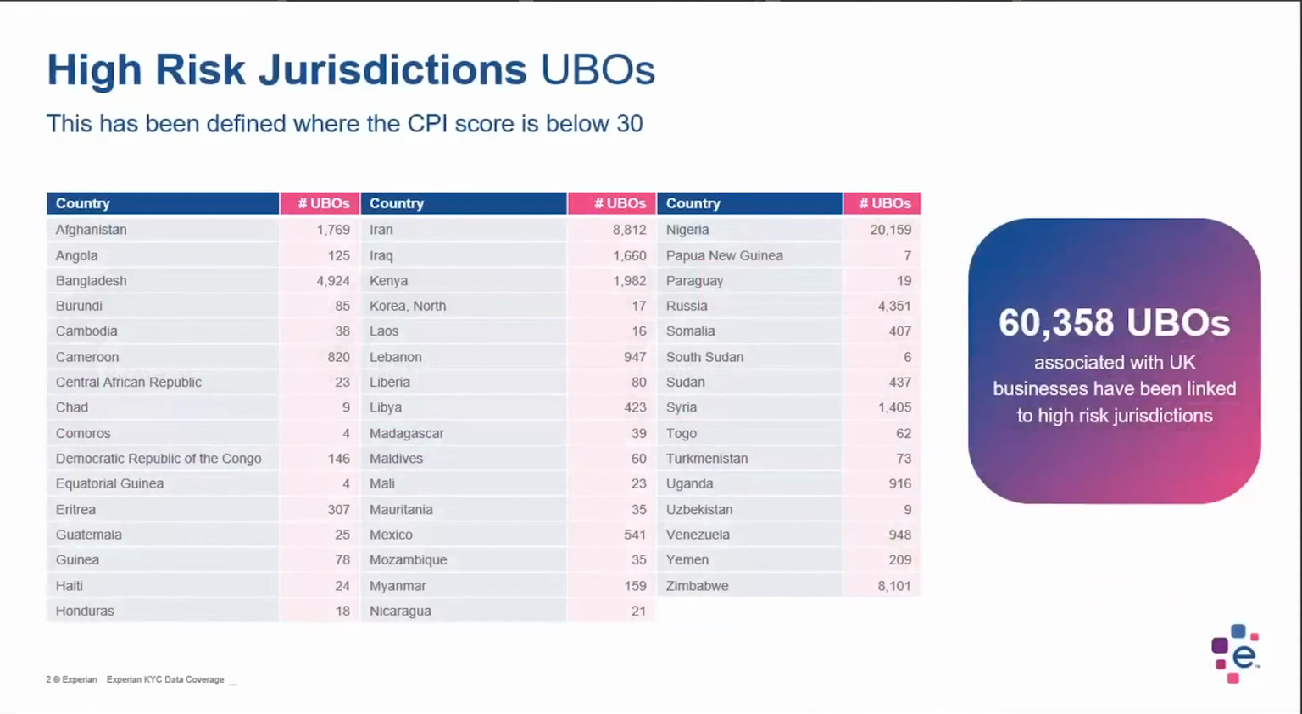One of the areas that you have to look at is understanding whether the business or its key parties are associated with any high-risk jurisdictions. So we've identified 60,358 UK-based UBOs that are associated with high-risk countries. Now, high-risk countries has been defined as those that exist on the CPI, the Corruption Perception Index, and specifically we've looked at the 30 highest risk countries in the world as defined by their CPI score.